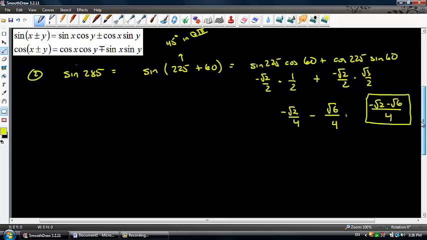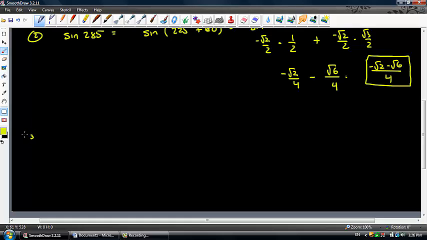Alright, let's do one last one, which is cosine of 165 degrees. So let's go ahead and break this up. And sometimes I feel like the hardest part is knowing what to break these up into. I'm going to choose 120 plus 45, because those add up to 165, and now I can use my cosine sum and difference formula.